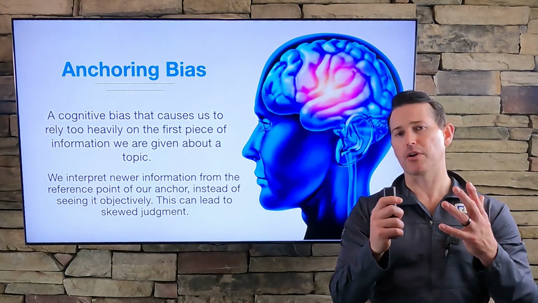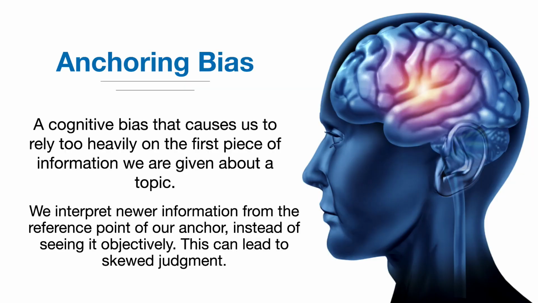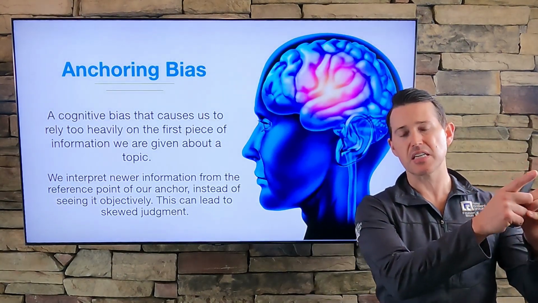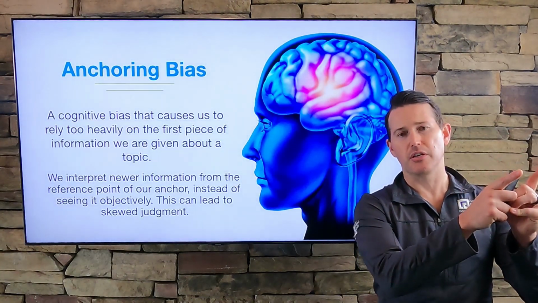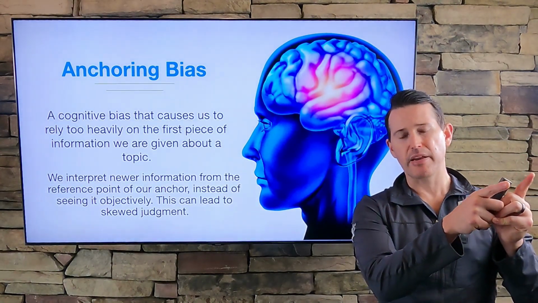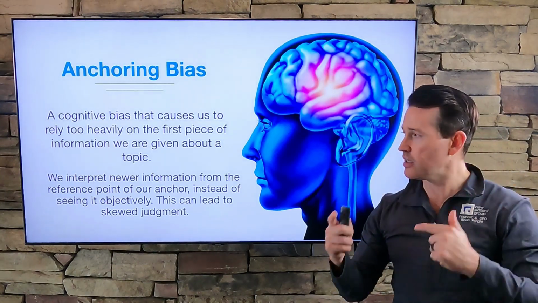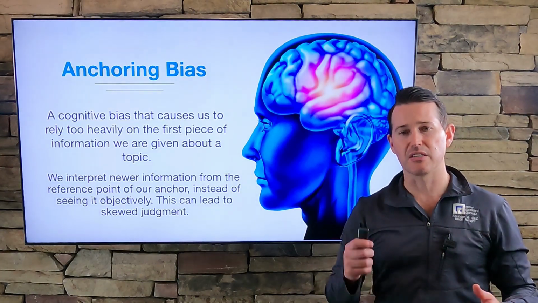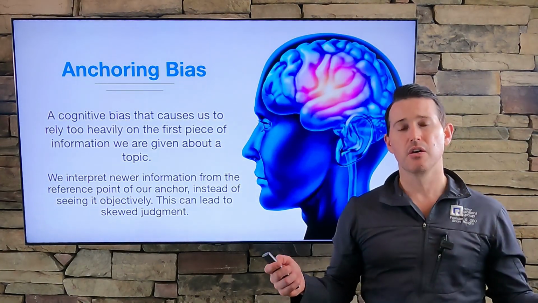So let's look at what anchoring bias is. It's a cognitive bias that causes us to rely too heavily on the first piece of information we are given about a topic. So you think back to the saloon study. When people saw 1,068, that psychologically seemed to be more expensive than the $99 a month, right? It's all how it was perceived psychologically by the brain. And we interpret newer information from the reference point of our anchor instead of seeing it objectively. And this can lead to skewed judgment, exactly like it did to this saloon.